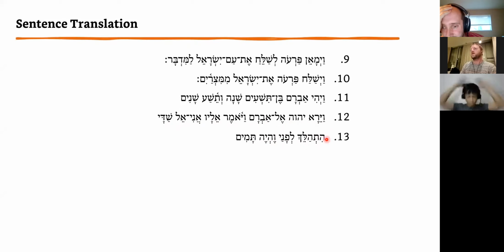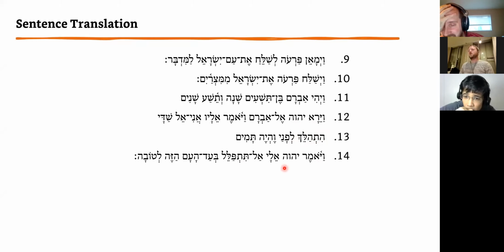So hithalech is the imperative, right? And it's the hitpael of halach. So walk ye before me, or whatever. Okay. Good. We've got two more. So I'll take this and I'll give Hosea the last one, and then we'll be finished.